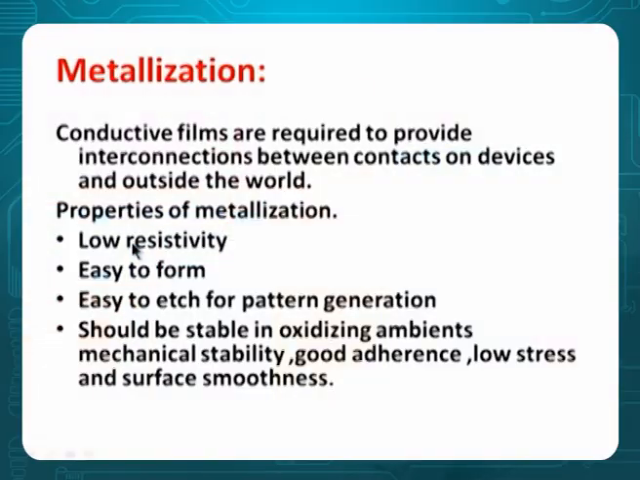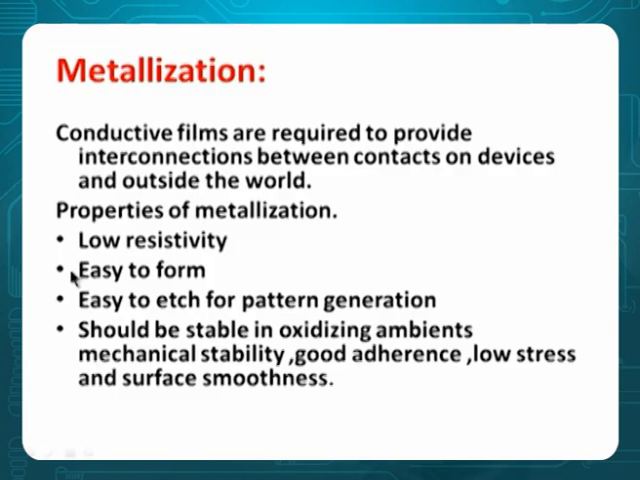But what are the properties of a metallic contact? Sometimes we also call them ohmic contacts. The moment I say ohmic contact, people think it has a lot of resistance. That's not true. Ohmic contact means it has low resistivity, is easy to form, easy to etch, and should be stable. Why all these properties? Suppose the metallic contact itself has a lot of resistance, then all the current that you are sending in doesn't go into the component, but just gets stuck there.